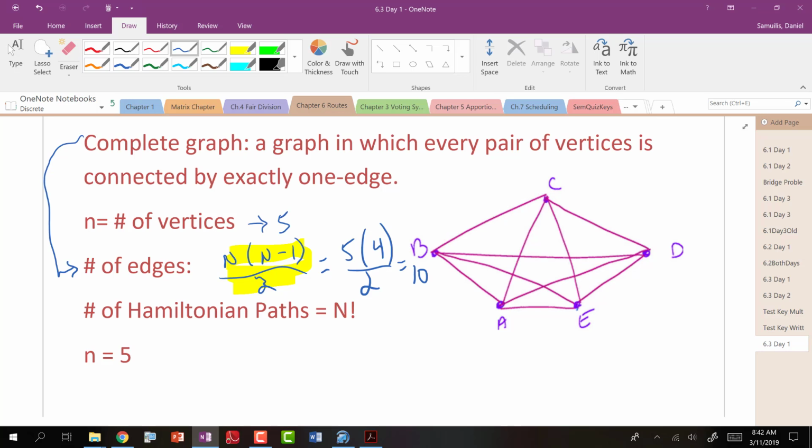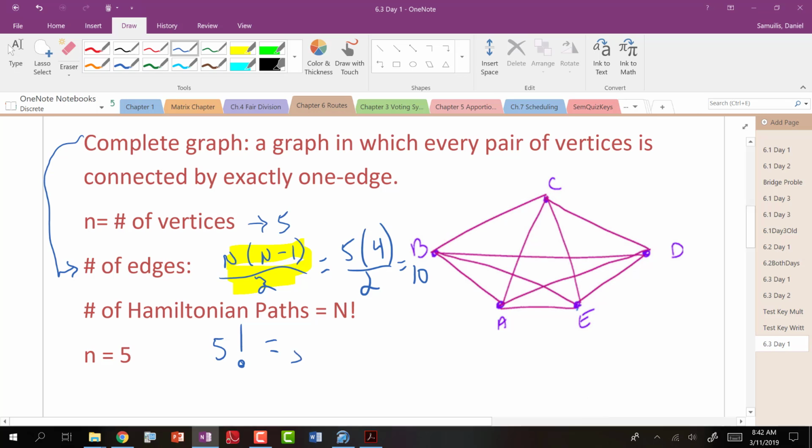All right, if I have n vertices, then the possible number of Hamiltonian circuits is 5 factorial. So I can come up with 5 factorial different Hamiltonian circuits when I have 5 vertices.